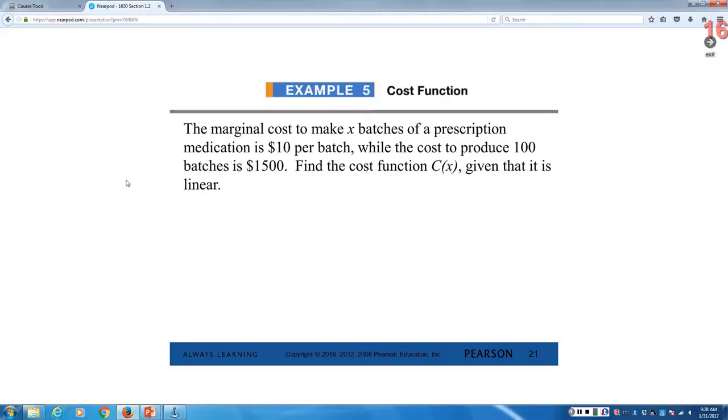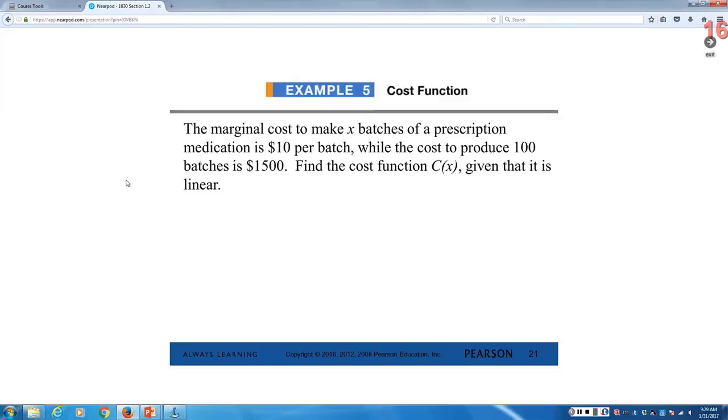That's giving you a cost for a particular number, which will fit with the slope. If you divide 1,500 by 100, that gives you 15. What do you suppose 15 is? I would think it's, well, it says it's $10 a batch. What we've got here is the marginal cost. What we don't know is the fixed cost.